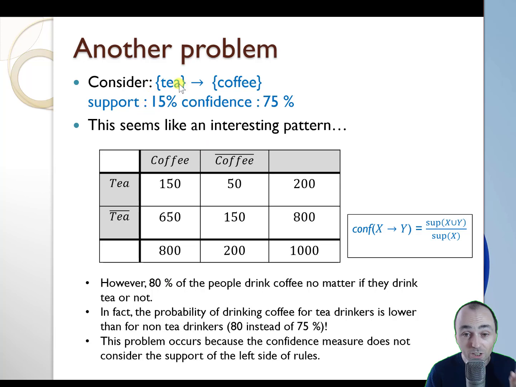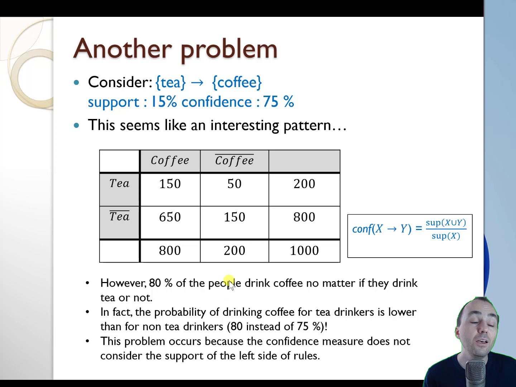So this rule here is not a good rule, because it will make you think that if you drink tea, you are likely to drink coffee. But if you look at the details of your data, you find out that people who don't drink tea are more likely to drink the coffee.